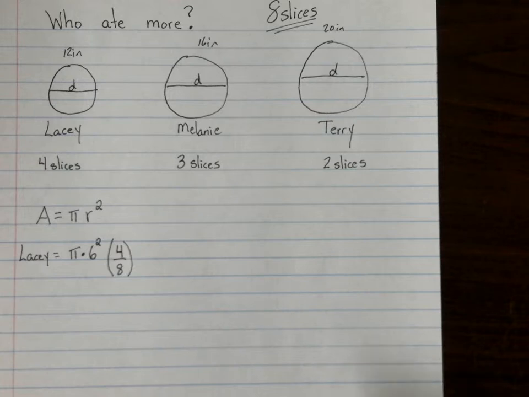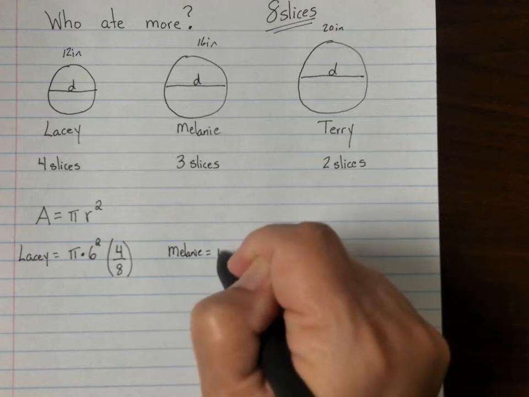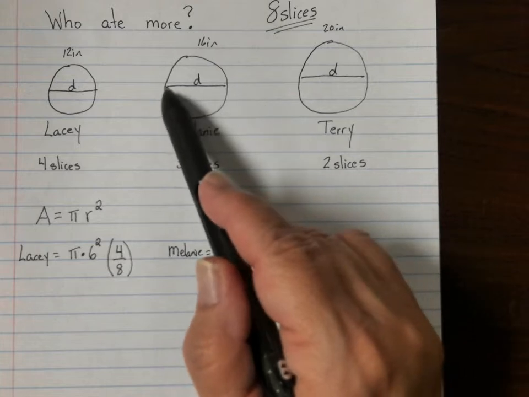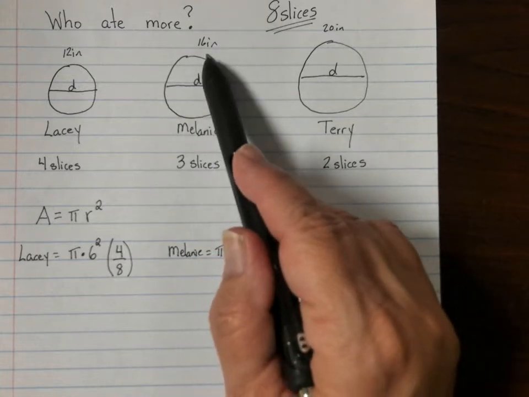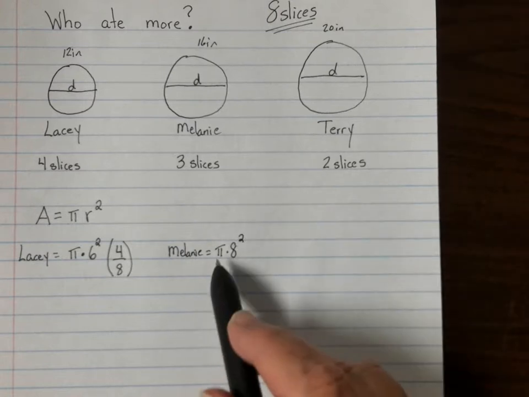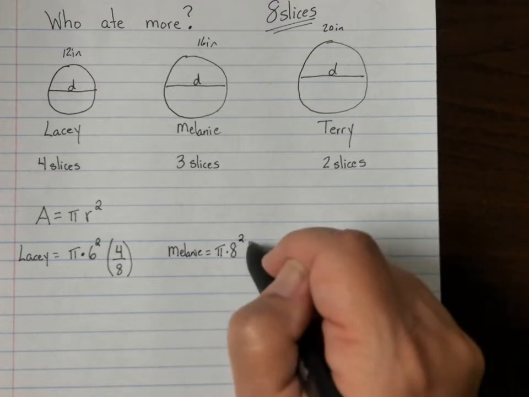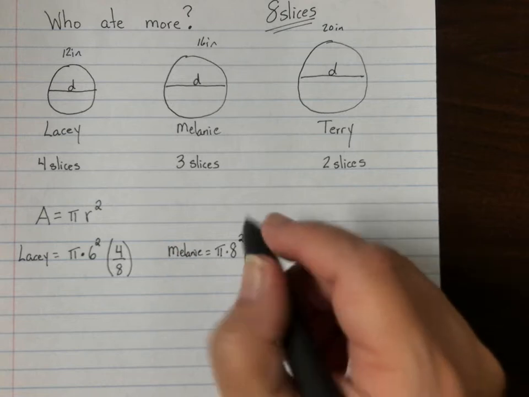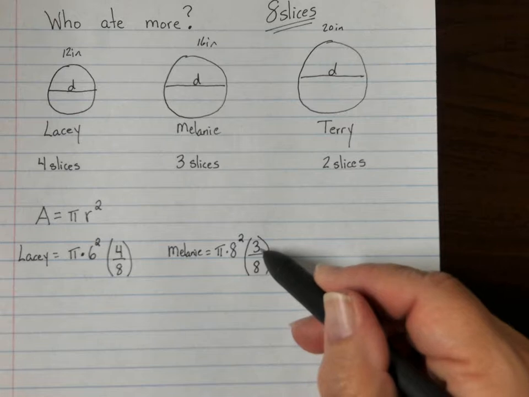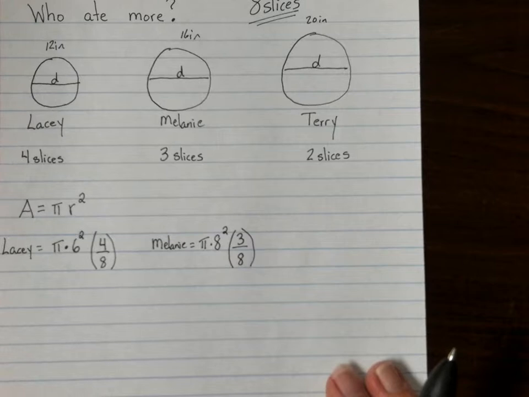Alright, so let's look at what Melanie ate. Melanie would be pi times, alright, so Melanie's pizza is 16 inches in diameter. So what's the radius? 8 squared, pi r squared. But then we have to multiply by the fraction she ate. So it's part over total. She ate 3/8. 3 slices she ate, 8 slices total in the pizza. Right? Alright, we're going to leave that formula right there.